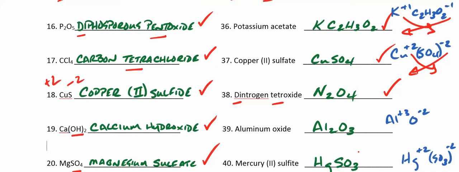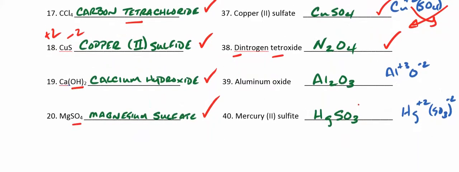Next, number 39, aluminum oxide. Aluminum is in that third column, or 13th column. So we have aluminum +3, oxygen -2. We do the switch, and we get Al2O3. This whole thing now is called a formula unit. It is balanced, right? It is balanced.